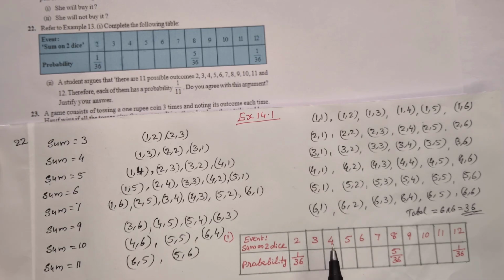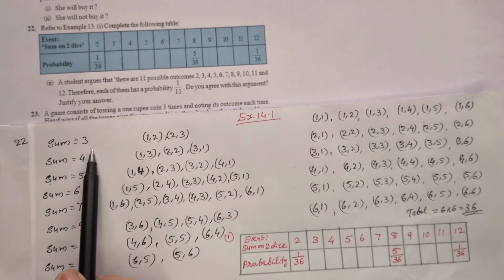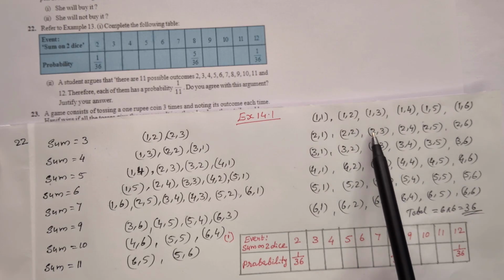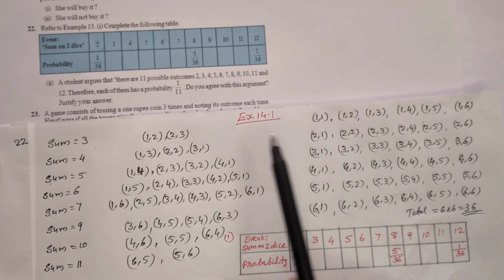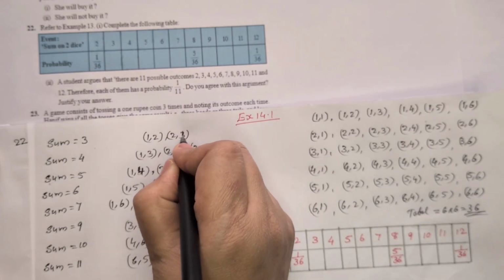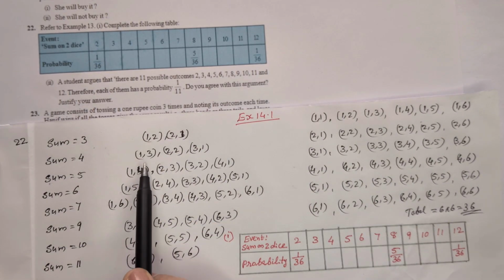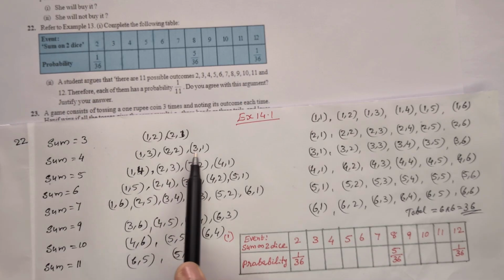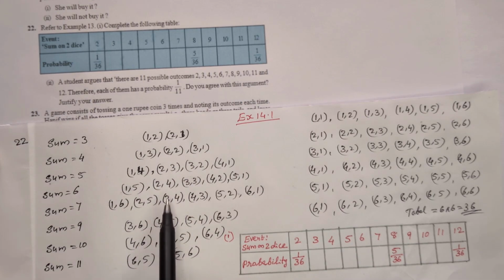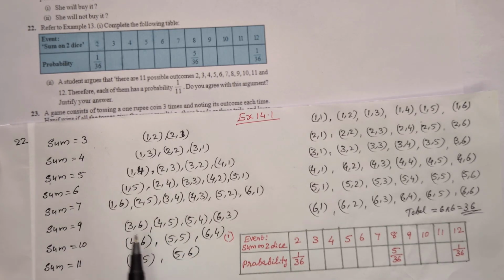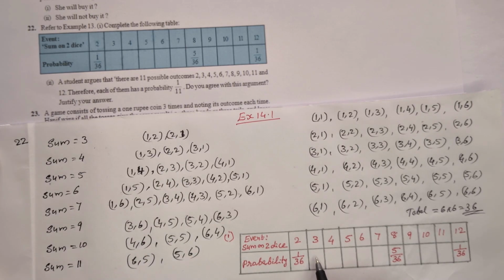Now, to complete the table, we have to find the sums. Sum as 3: here we can see 1 plus 2, that is 3, and 2, 1. 1,2 and 2,1. That's 3. Then sum as 4: 1,3; 2,2; 3,1. So for each one we can see how many pairs we are getting, and according to that we can complete the table. Sum is 3, that means 2, so we can write here 2 by 36.